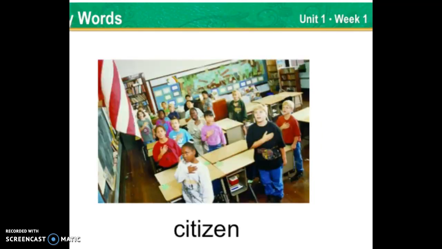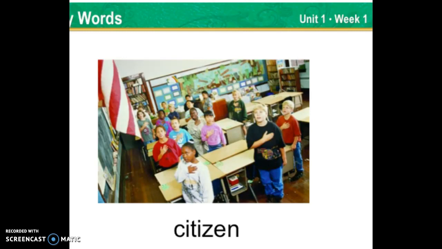Our last word this week is citizen. A citizen pledges to be loyal to a country and has rights from that country. Voting is a right of any citizen in a democratic country. It's a right of citizens in the United States. What are some responsibilities that U.S. citizens have? Think about that.